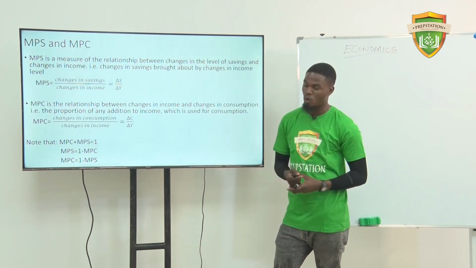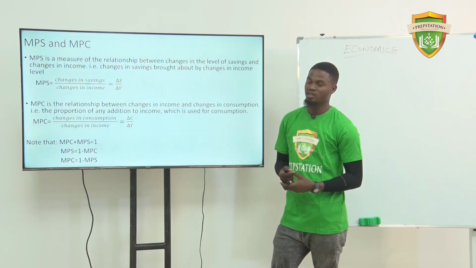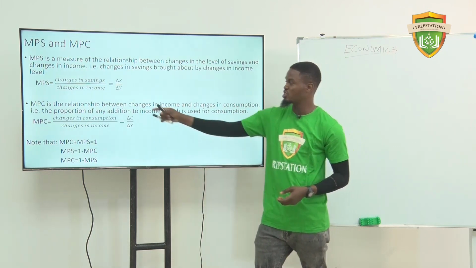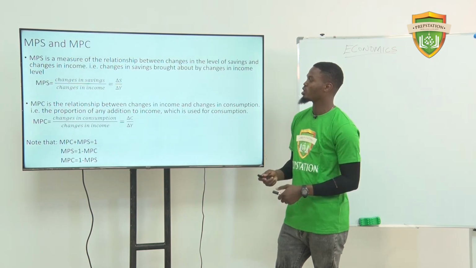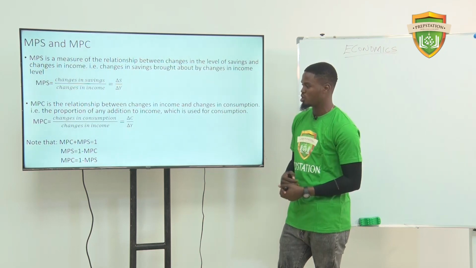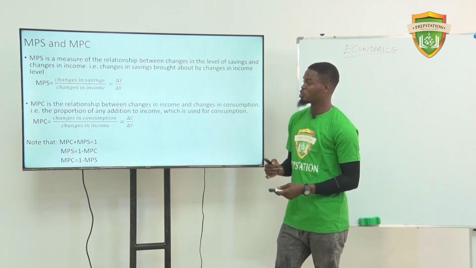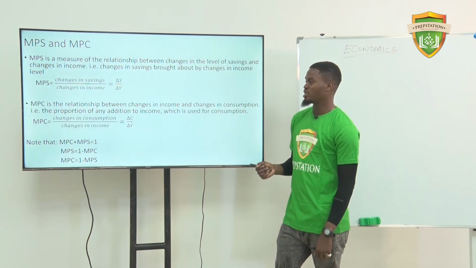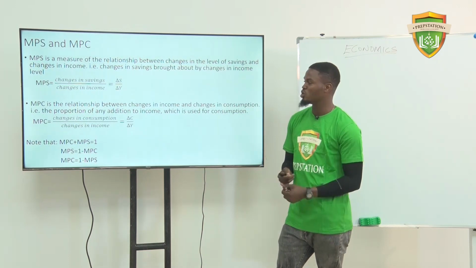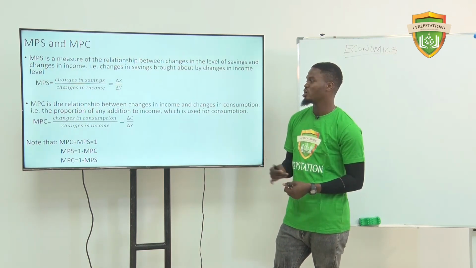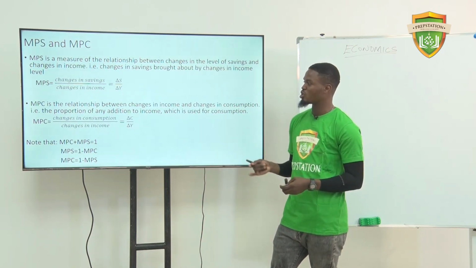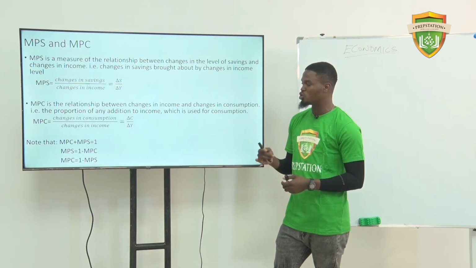So here's the formula for MPS. That is, change in savings divided by change in income. And here's the symbol used in representing the formula. Alright, then we'll move to marginal propensity to consume, which is also subject to income. That is, you tend to consume more if your income increases, and you consume less when your income reduces. So it's a relationship between the changes in income and the changes in consumption. That is, the portion of any addition to income which is used for consumption.